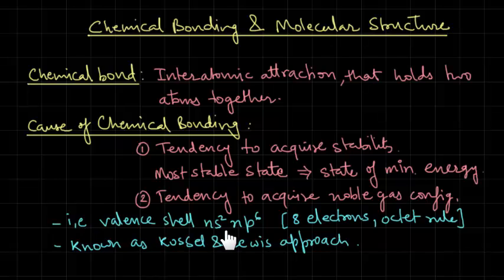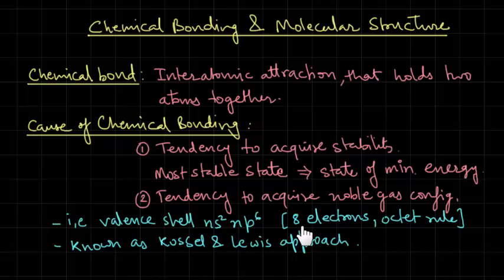So what is the noble gas configuration? Typically it is ns2 np6. The only exception is helium, which just has 1s2. But otherwise all the noble gases have their valence shell configuration of ns2 np6. That is 8 electrons in their valence shell. Valence simply means the last shell. So these 8 electrons are also called the octet rule.